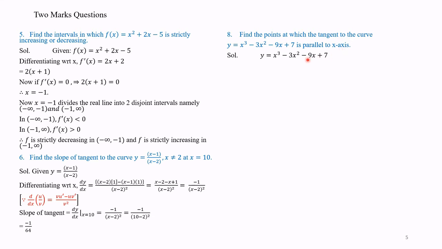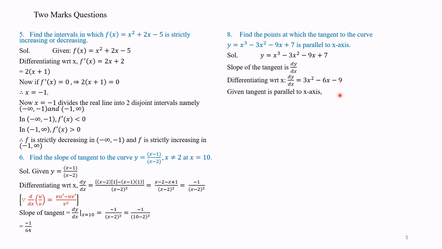So, the given equation is written down as it is copied. You write here, given y is equal to so and so. I have forgotten to write it here, you write it. Therefore, slope of the tangent is dy by dx. Differentiating equation 1, we get dy by dx is equal to 3x squared minus 3 into 2x, 6x, minus 9.